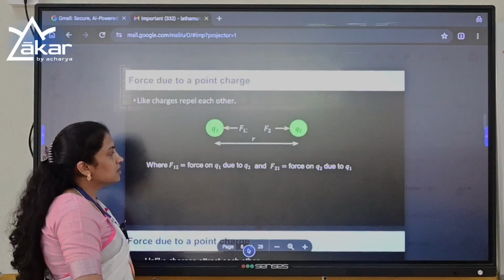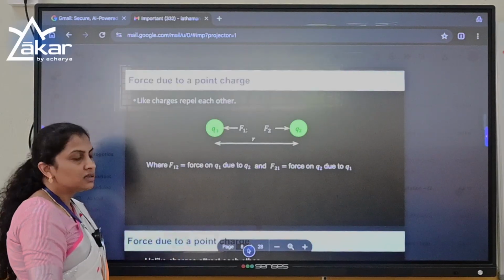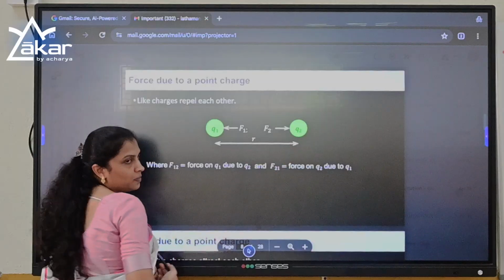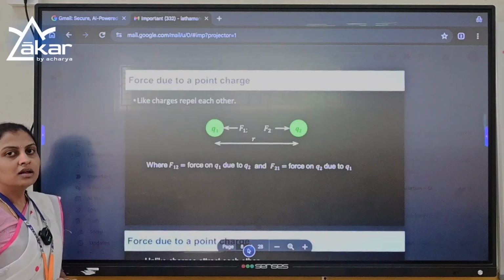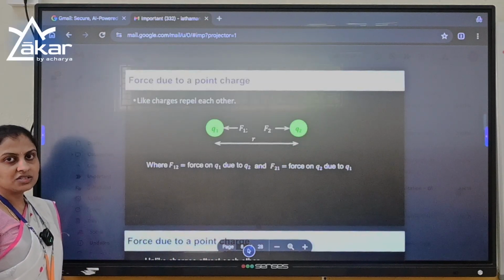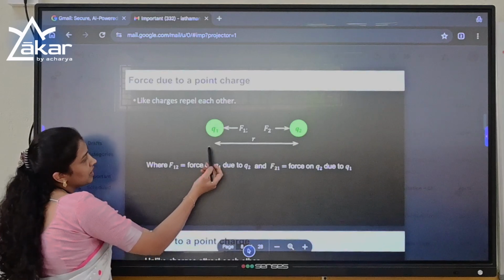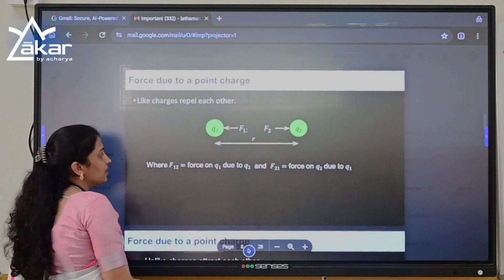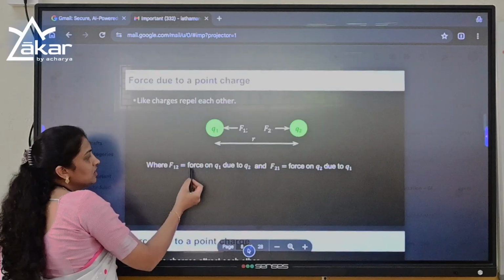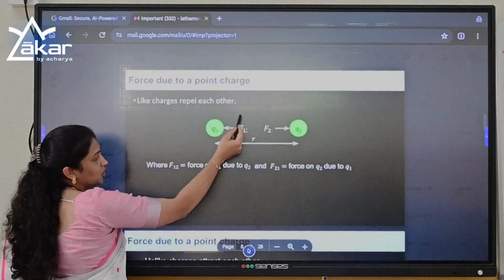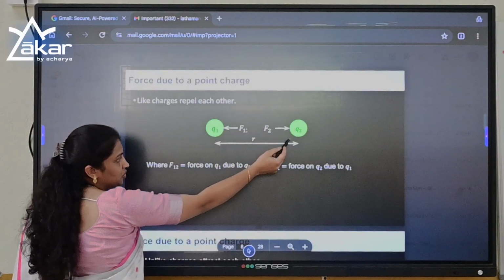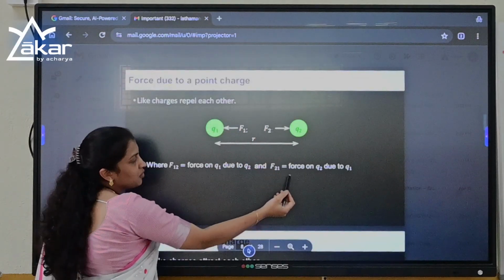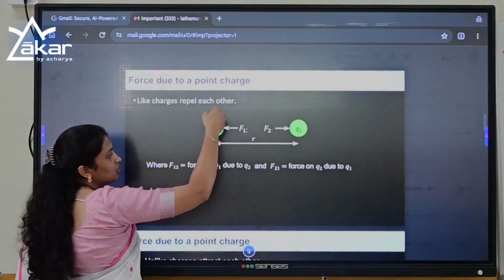Next, you can see that like charges repel each other. Q1 and Q2. In the statement, it says electrostatic force of attraction or repulsion. Here Q1 and Q2 are like charges, that's why they repel each other. F12 is the force on Q1 due to Q2, and F21 means the force on Q2 due to Q1.